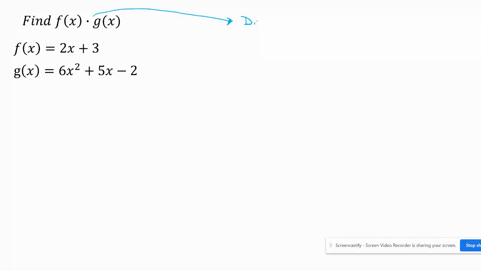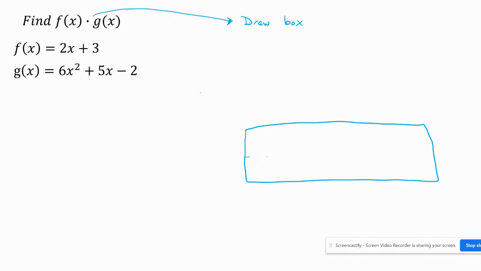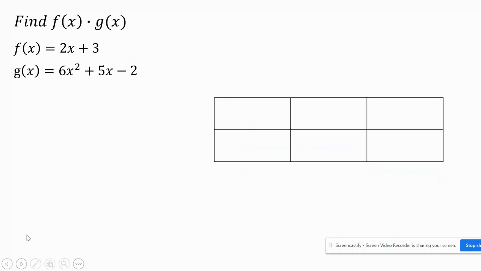So you're going to have to draw the box. So you're multiplying a binomial, 2 pieces, by a trinomial, 3 pieces. So we need a 2 by 3 box. That's a rectangle. Go ahead and draw your box. So there's 2 pieces and then there's 3 pieces. Okay, I just made mine a little bit neater.